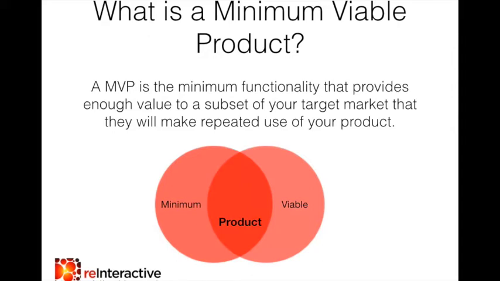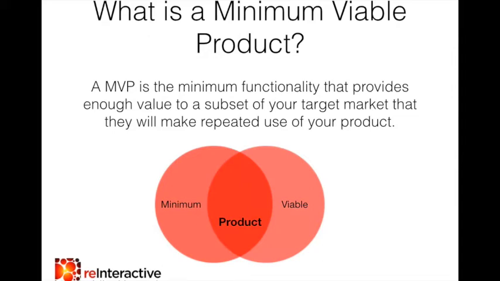An MVP is the minimum functionality that provides enough value to a subset of your target market that they will make repeated use of your product. So we're talking about a software product here. We're in the stage where we've got market validation and we're ready to go forward and build our first software product. And we want to build the minimum amount of functionality that is going to be a viable product to get users to come back and use the product again.